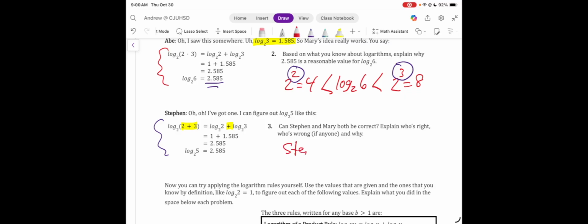So Stephen is wrong, and he used an illegal maneuver there. You can't distribute a log. You can't distribute a function. You can't distribute, I spelled that wrong. Distribute, anyway, you got the idea. A function.